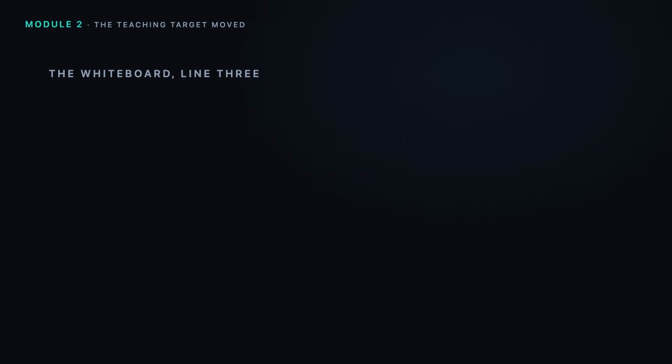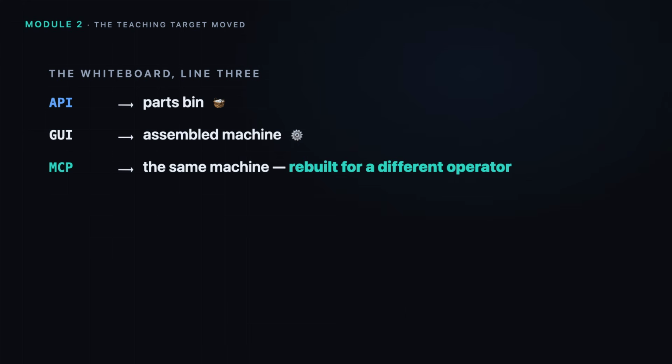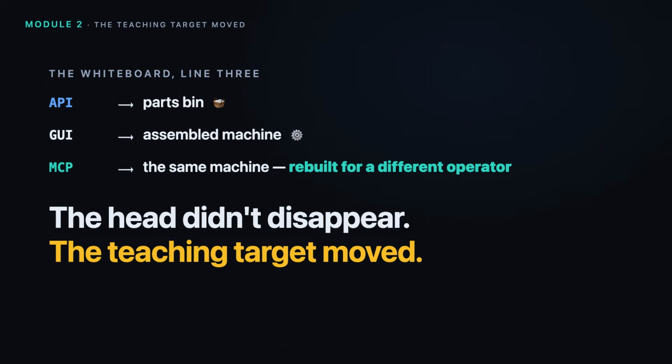So add the third line to the whiteboard from Module 1. The API is a parts bin. The GUI is the assembled machine. The MCP is that same machine, rebuilt for a different operator. The head didn't disappear. The teaching target moved.